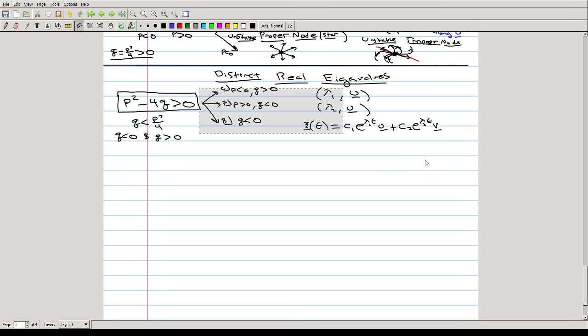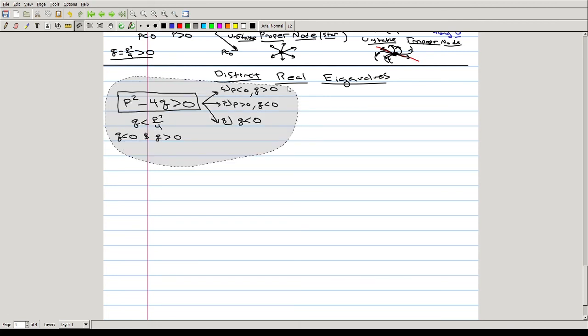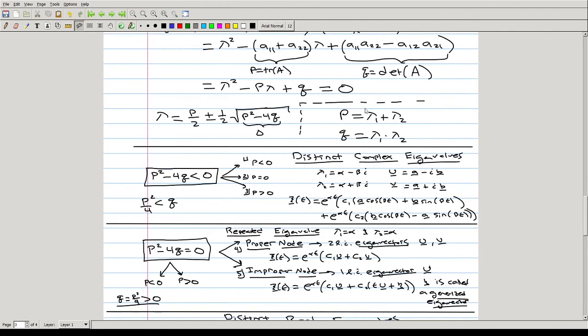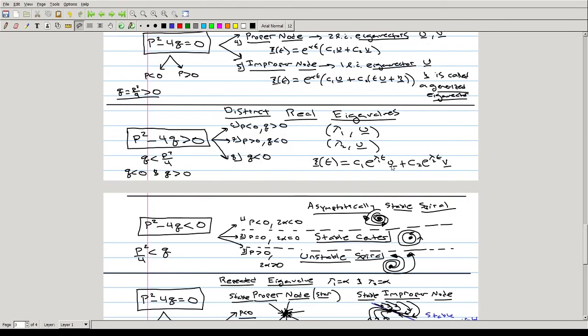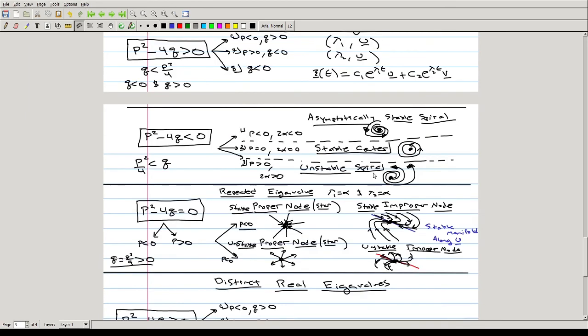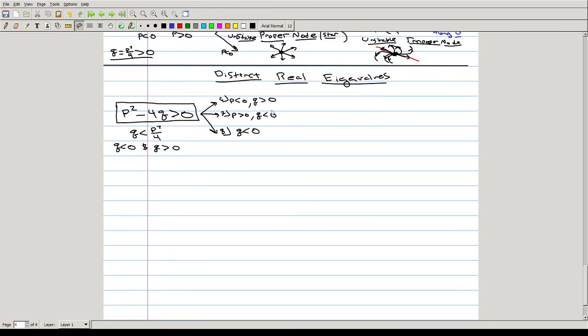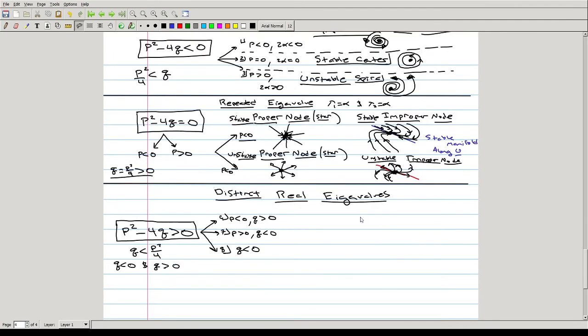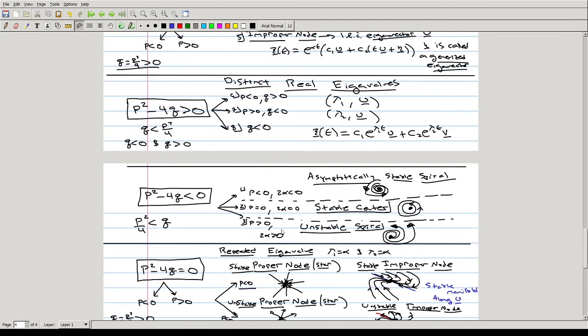And in the first case, when P is negative and Q is positive, the general solution form gives us, well, this is our general solution form, and if P is negative and Q is positive, well, that's going to mean the following: that lambda 1 and lambda 2 will both be negative, and therefore we will get what's called an asymptotically stable node.